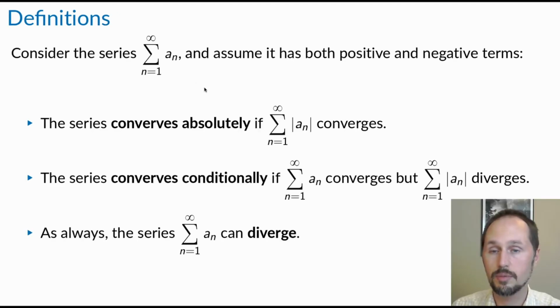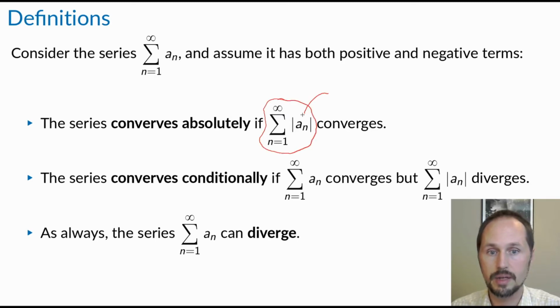Okay, so this leads us to some definitions. And what we're going to do is we consider a series sum n equals 1 to infinity of a_n, and we assume it has a mixture of both positive and negative terms. If they're all one sign, this is not actually interesting, but it still applies. Then what we do is we look at the series of the absolute values that we get. Right, so here we've taken the absolute values of the terms. We've thrown away the signs.